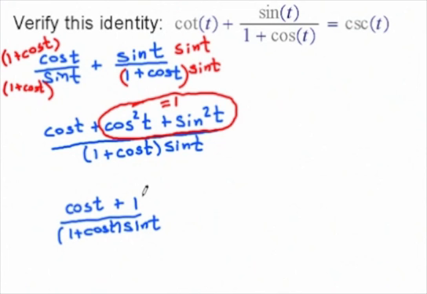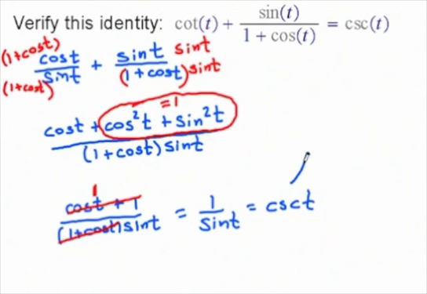So these pieces are going to cancel. Of course, we're only going to be left with a 1. So that leaves us with 1 over sine of t. And 1 over sine of t, of course, is equal to cosecant of t, which is what we're looking for.